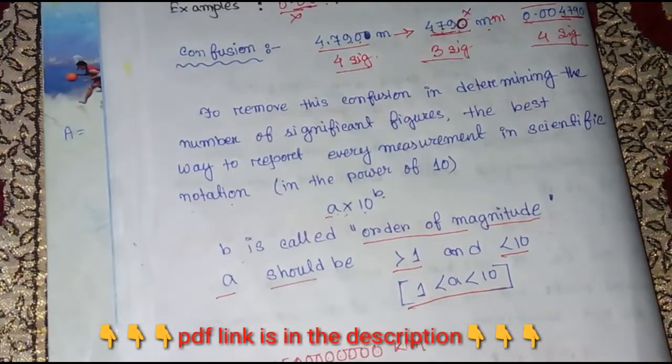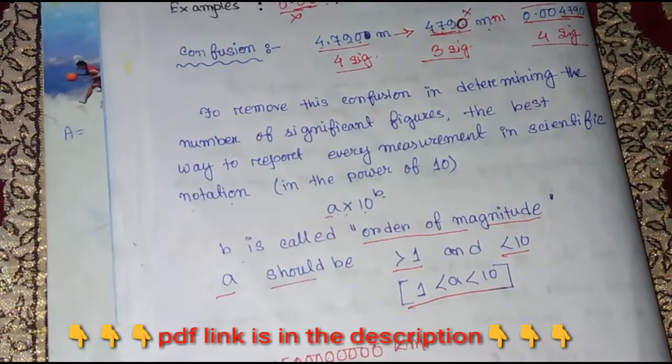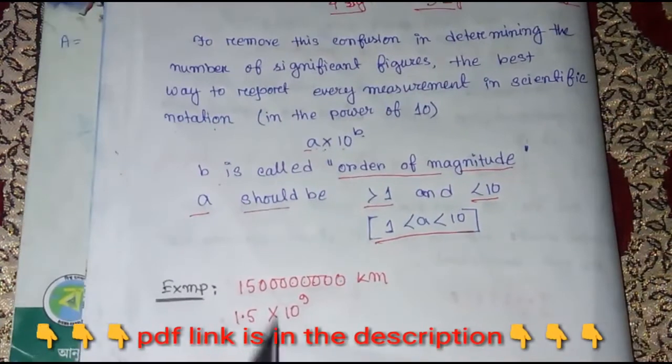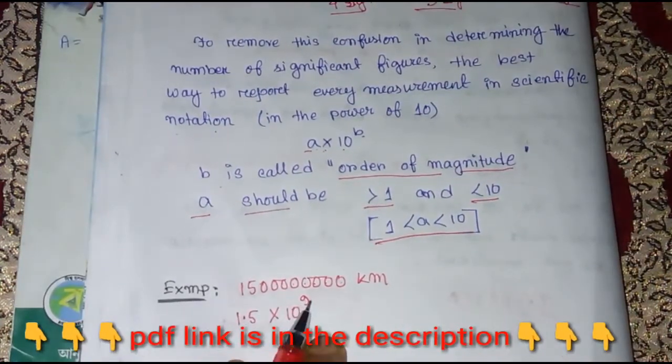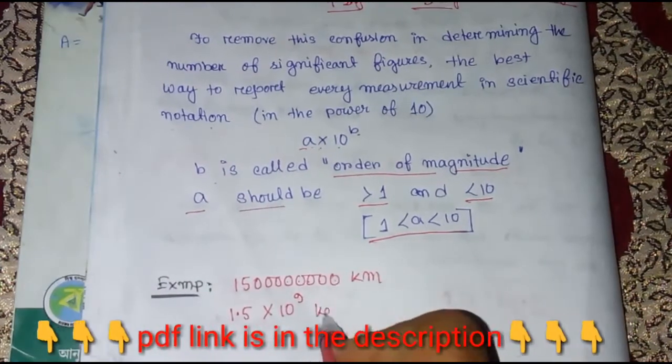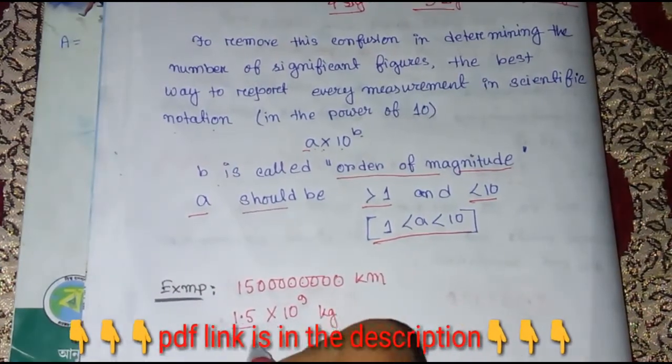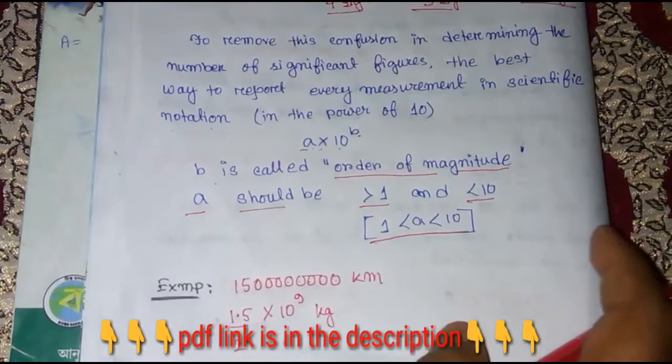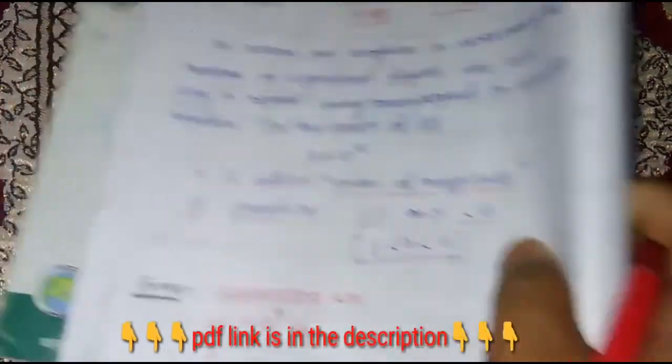Here you can see that 10 to the power 9 indicates the order of magnitude, and the number of significant digits is 2: 1 and 5. Understood?